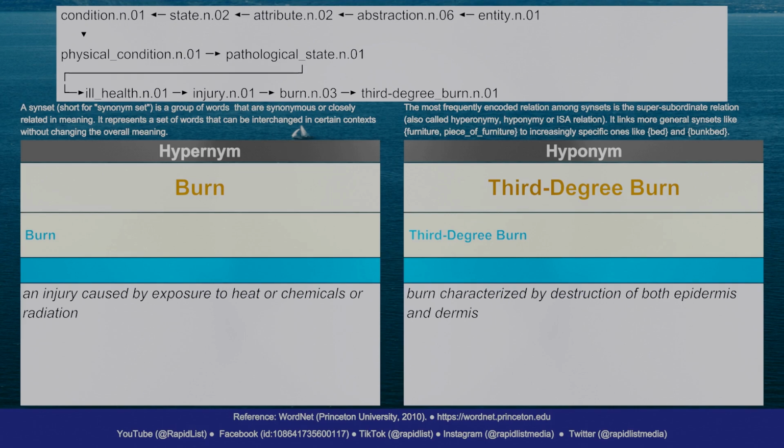Third-degree burn. Burn characterized by destruction of both epidermis and dermis.